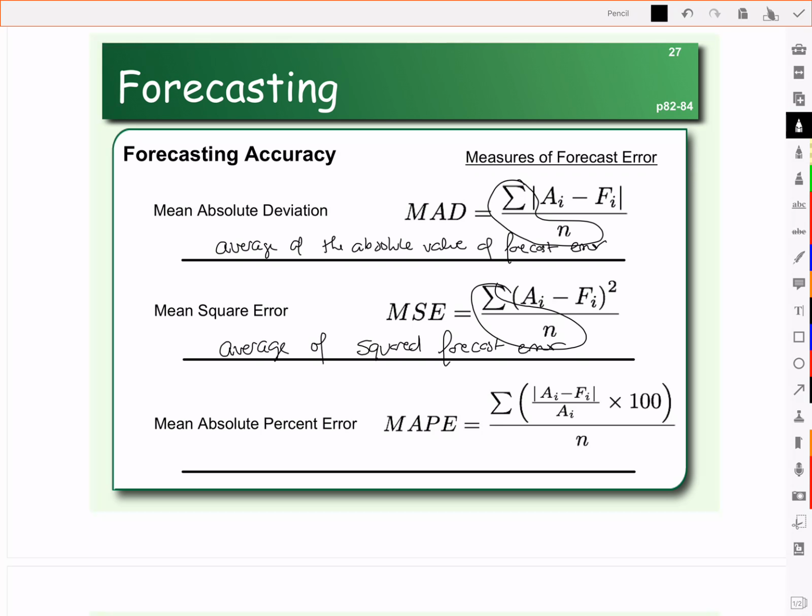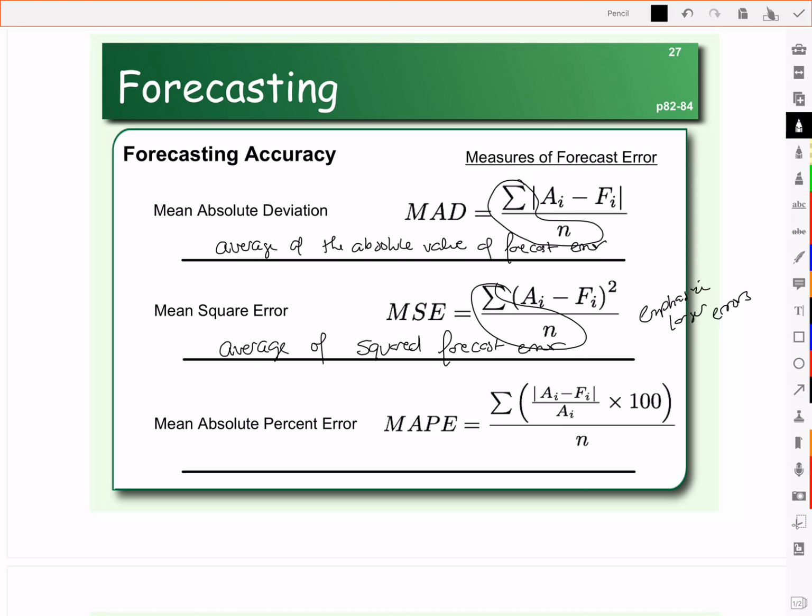So whereas the mean absolute deviation weighted each forecasting error equally, this one is going to emphasize larger errors. So if we have one particular data point where we were really off and the rest we were great, the mean absolute deviation won't really show that. The mean square error, because it's going to square that big error, is going to make it even bigger, and so it's going to have a much bigger impact.